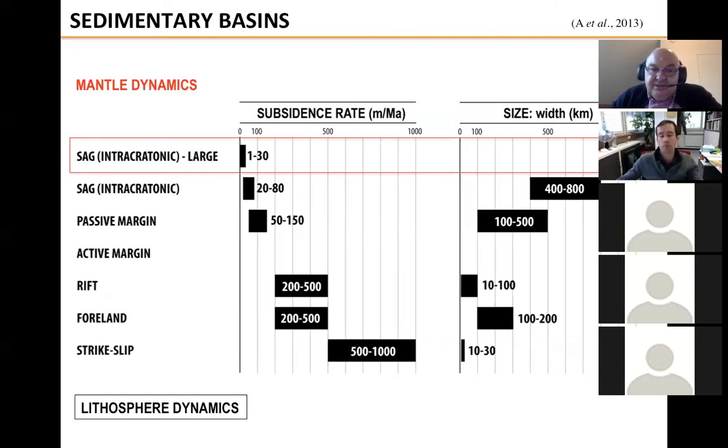And the largest basins, intracratonic or sag basins, have a size of a few thousands of kilometers with very low subsidence rates of 1 to 30 meters per million years. It's nothing, okay? We record mantle dynamics, and all the other basins are, of course, because of their size and subsidence, a record of lithosphere dynamics. Okay, that's clear. So please know the order of magnitude of the subsidence. This is very important to understand the nature of the preservation of the sedimentary record.